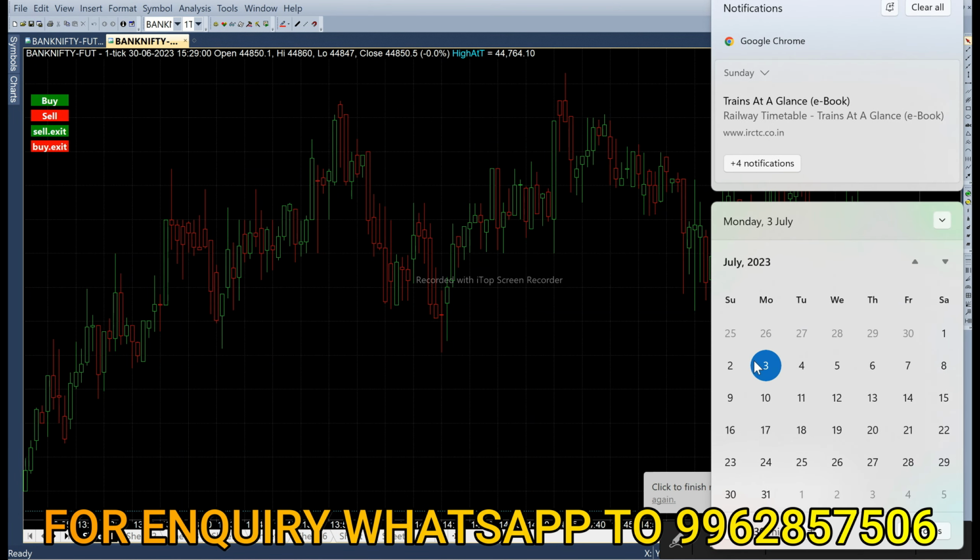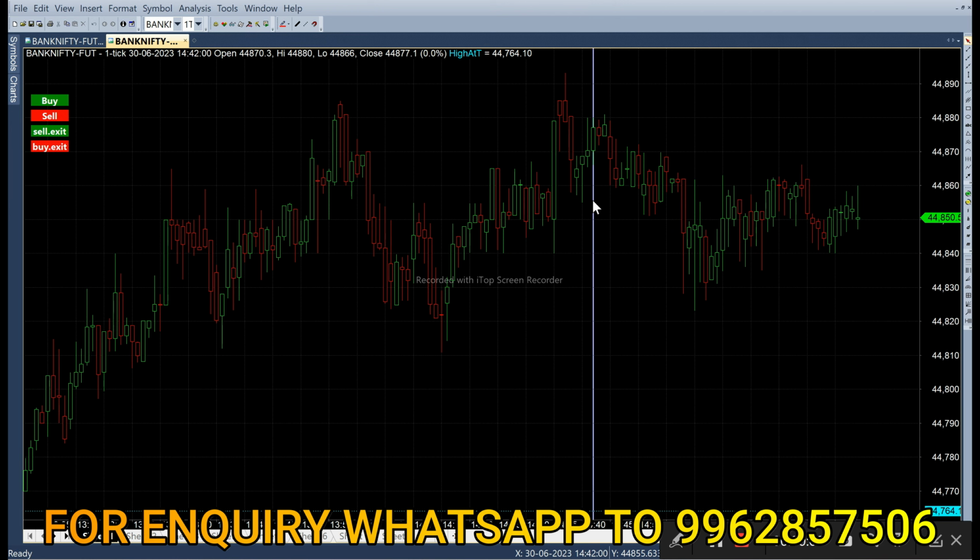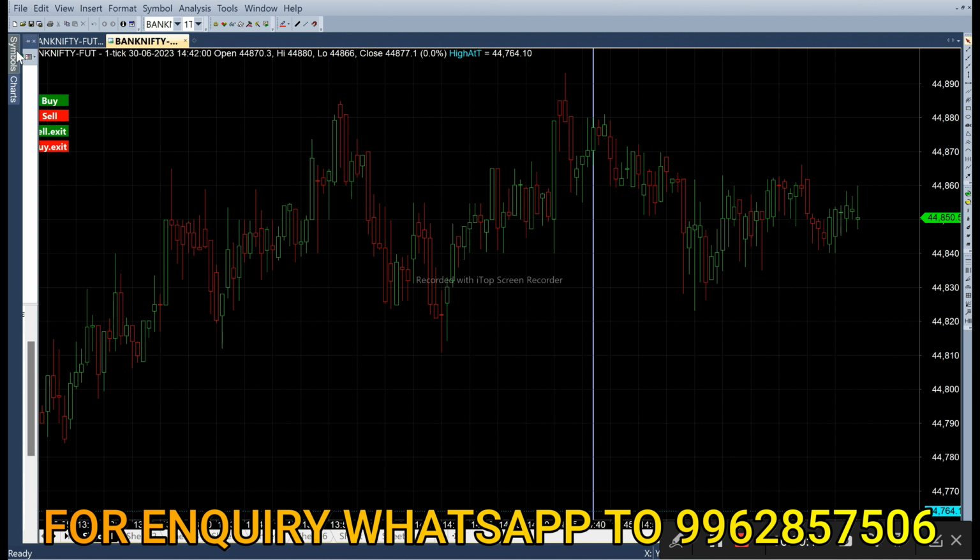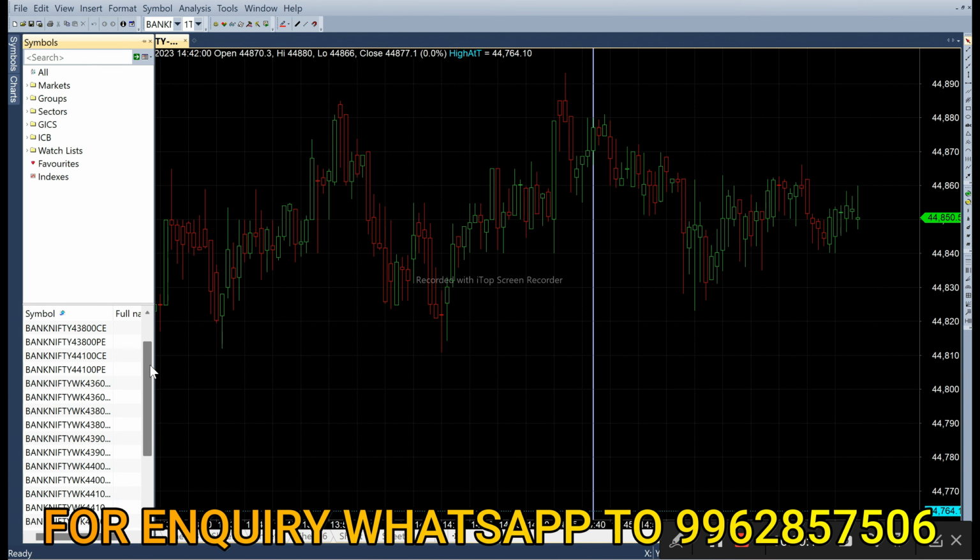The date is 3rd July. Today we're trading with Bank Nifty option weekly contract. Previously closing price is 44,850. We have to take at the money, that is 44,900 call option and 44,900 put option. First we have to select the call option here.